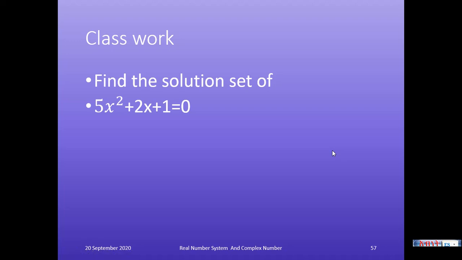Now I am finished with the presentation, but I want to give a classwork. Students, if you remember, one of our specific objectives is that after the end of this presentation, you are able to solve any mathematical problem or equation. So in order to meet this objective, please find the solution set of 5x squared plus 2x plus 1 equals 0. I'll give you 3 minutes. Start.